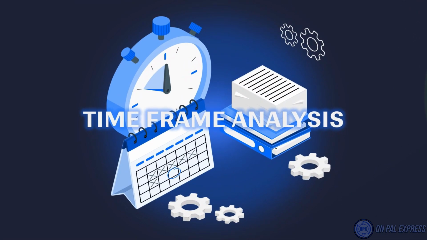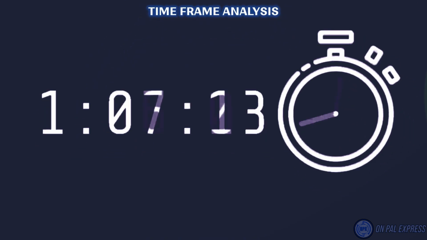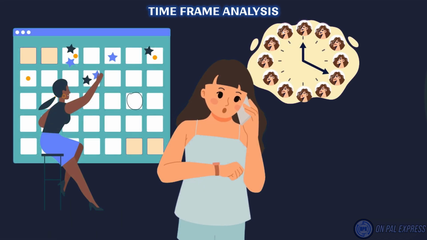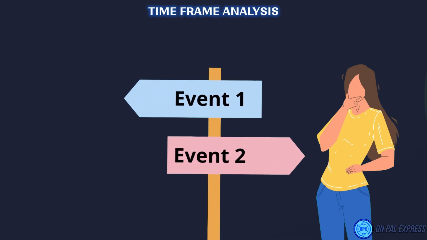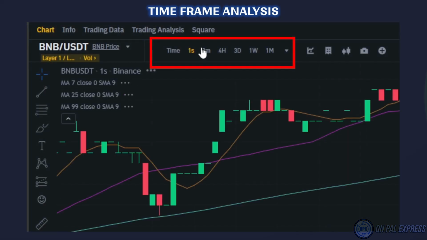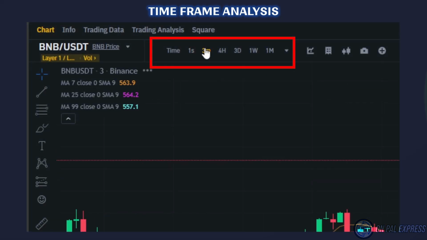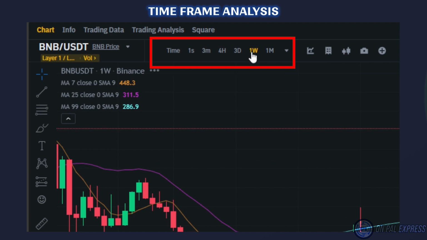Time frame analysis. A time frame refers to a specific period or duration during which events occur or activities take place. It is a way of expressing the time span between 2 points or events. Time frames can vary in length, ranging from very short durations, such as seconds or minutes, to longer ones, such as hours, days, weeks, months, years, or even more extended periods like decades or centuries.